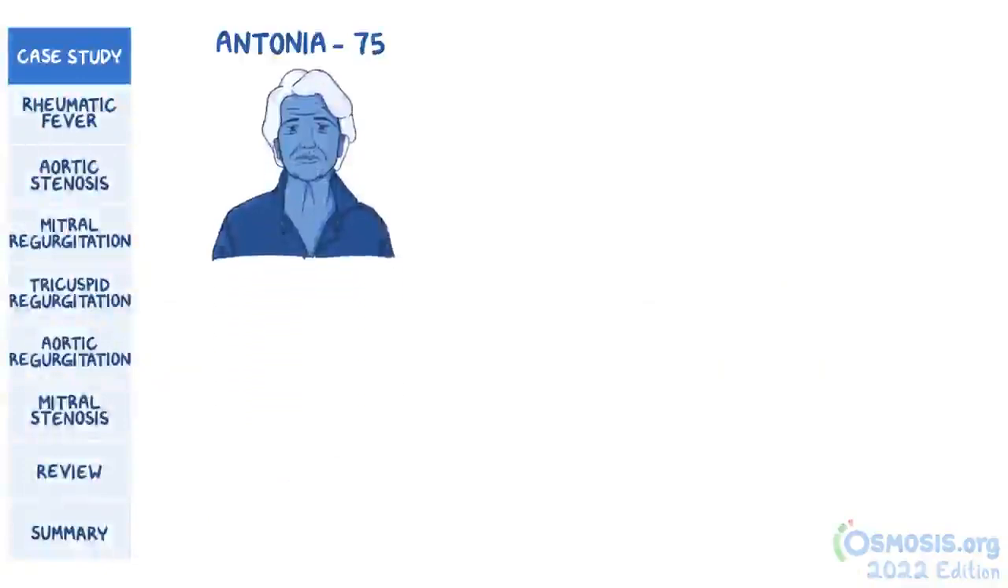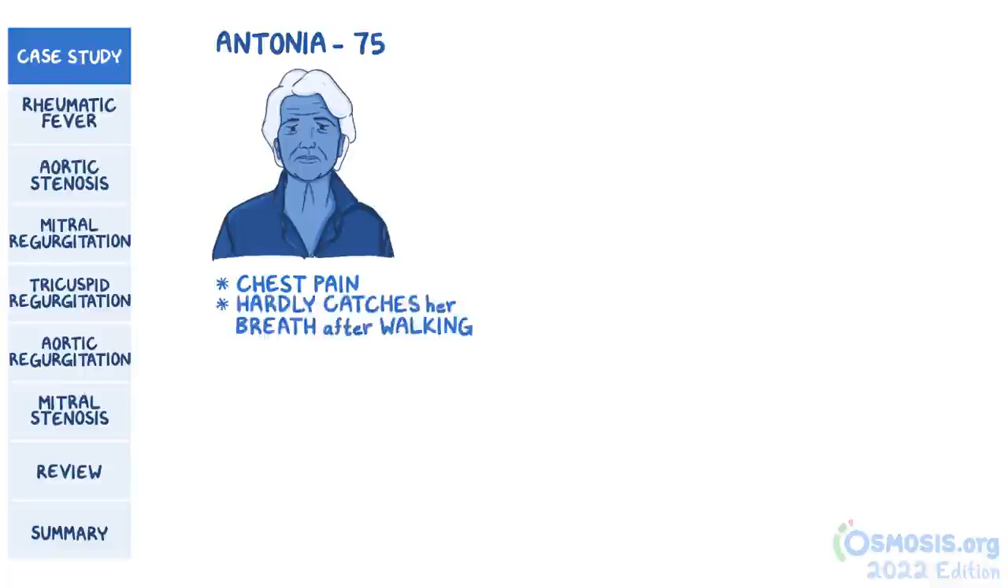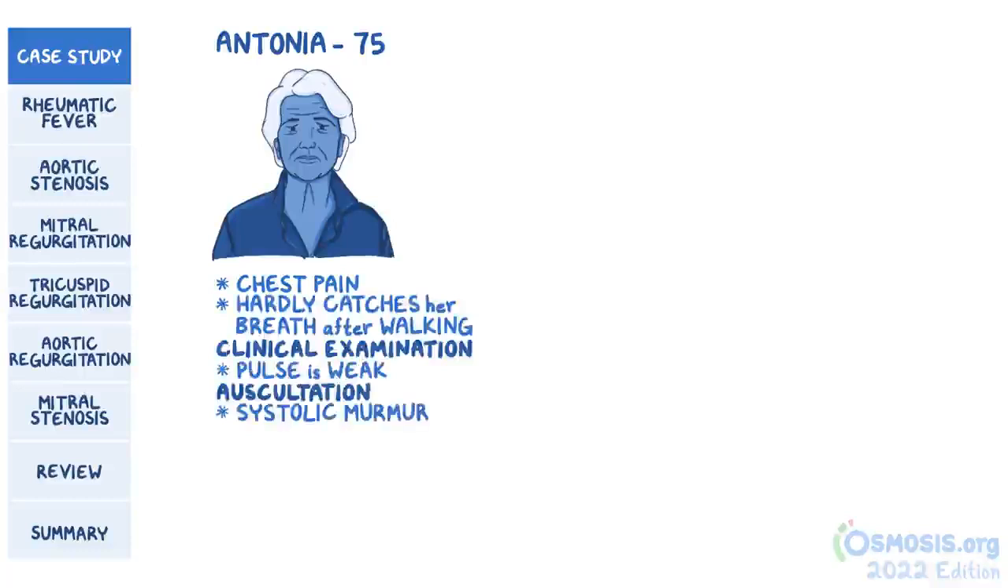On the cardiology ward, there are two individuals. One of them is 75-year-old Antonia, who is complaining of chest pain and says she hardly catches her breath after walking. On clinical examination, her pulse feels pretty weak, and on auscultation, a systolic murmur is heard. The murmur was louder just after S1 and got quieter and quieter by the end of S2.